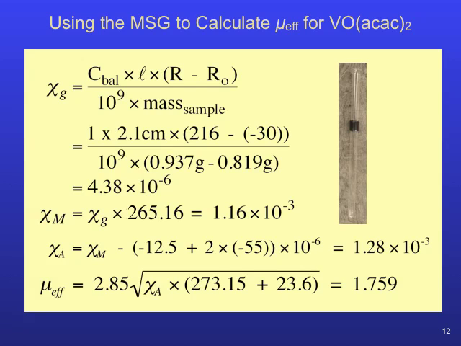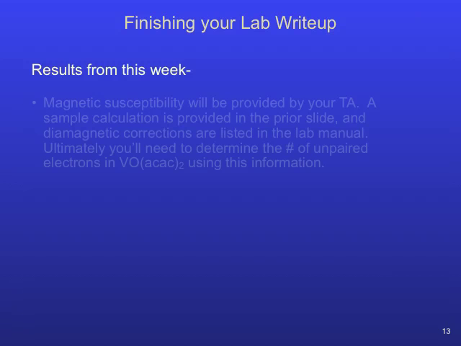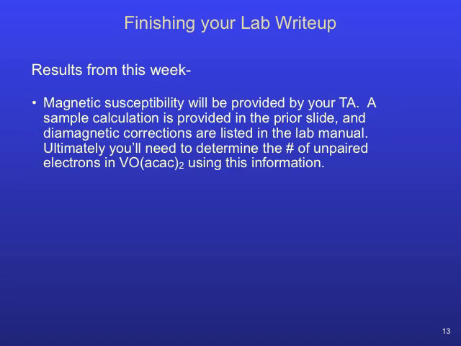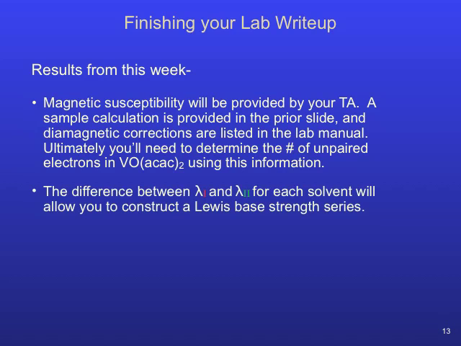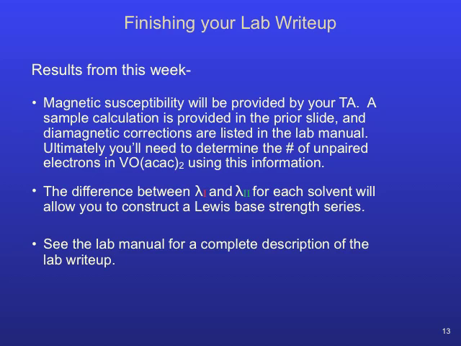You will probably want to calculate mu effective shortly after obtaining your R reading of vanadyl bis acac from the magnetic susceptibility balance. Using data provided by your TA and tables in the lab manual, you can determine the number of unpaired electrons in VO bis acac. Your UV-Vis data for VO bis acac dissolved in several solvents will allow you to construct a series for these solvents ordered by base strength when coordinating in the 6th position of VO bis acac. Additional instructions for the lab write-up are provided in the lab manual.